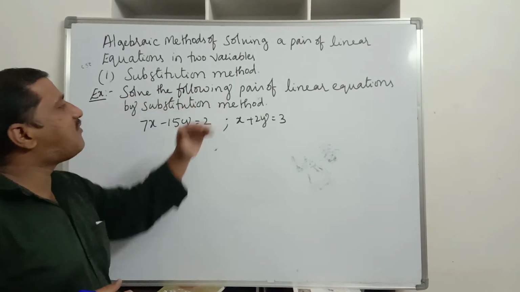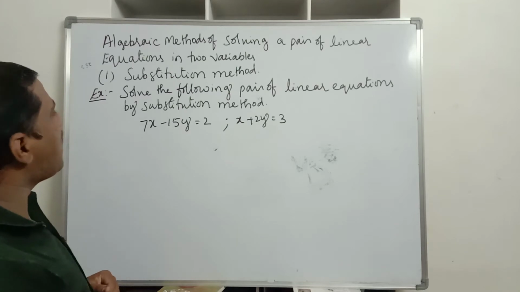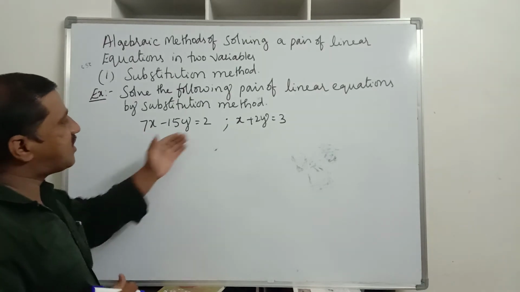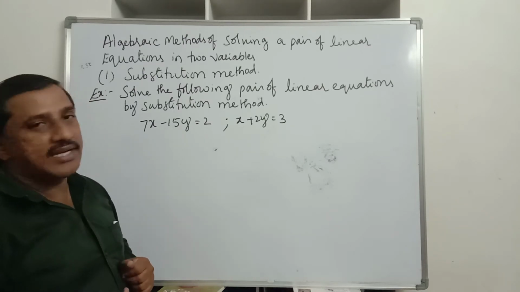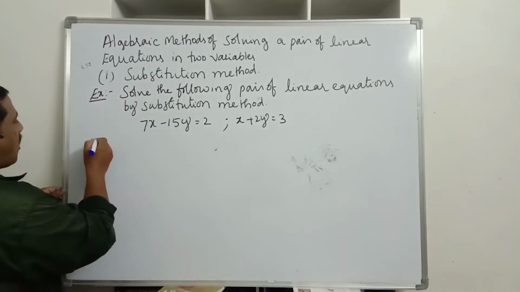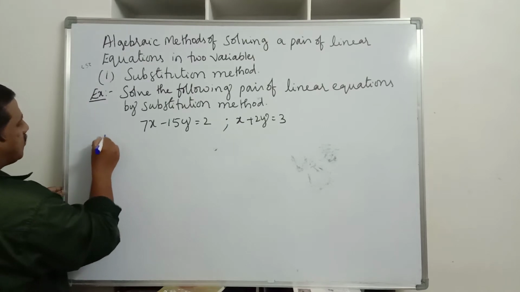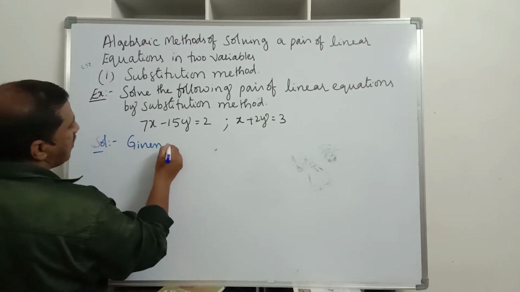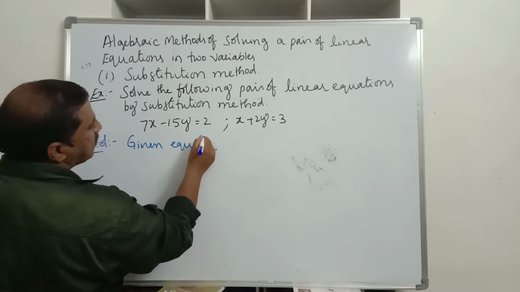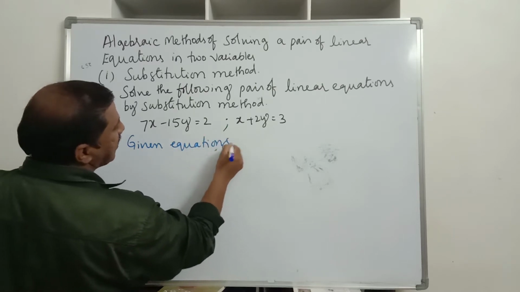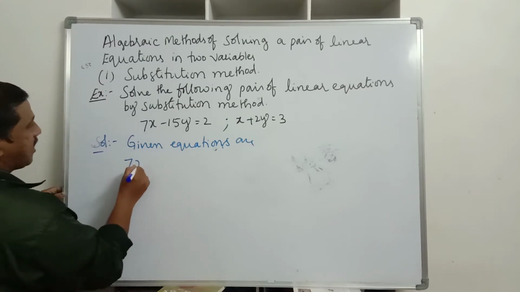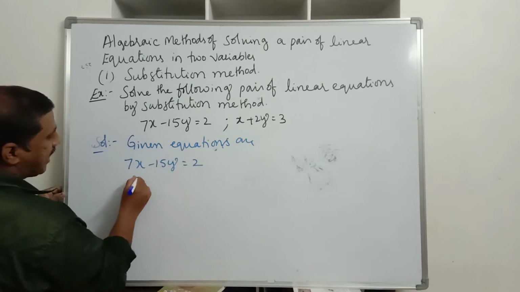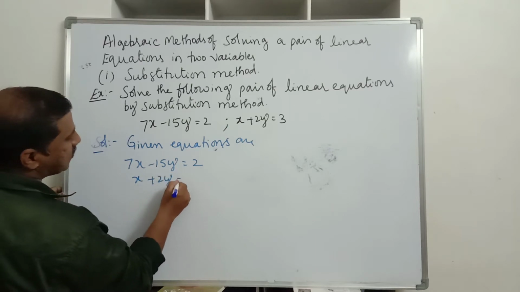Now solve the following pair of linear equations by the substitution method: 7x minus 15y is equal to 2, x plus 2y is equal to 3. So how do we solve this? First, what are the given equations? Here it is 7x minus 15y is equal to 2, x plus 2y is equal to 3.